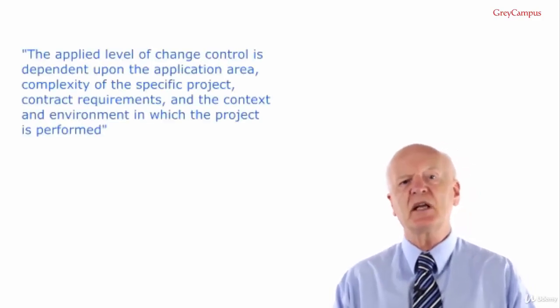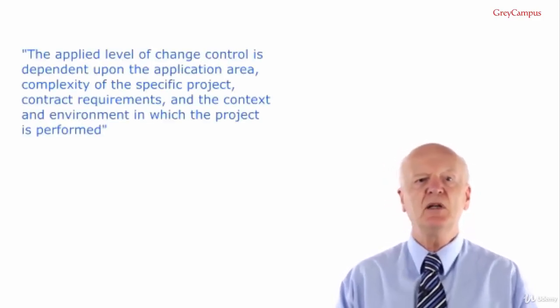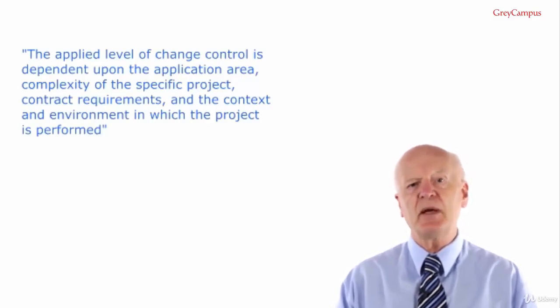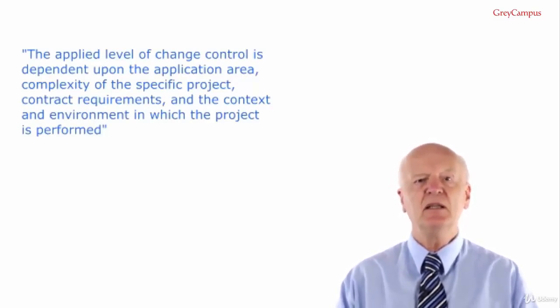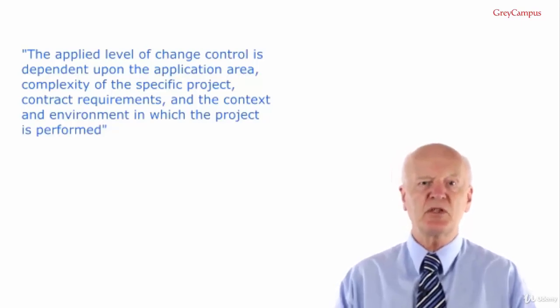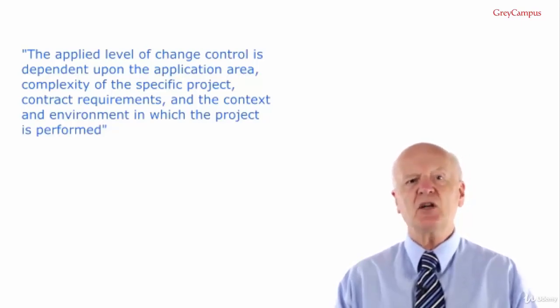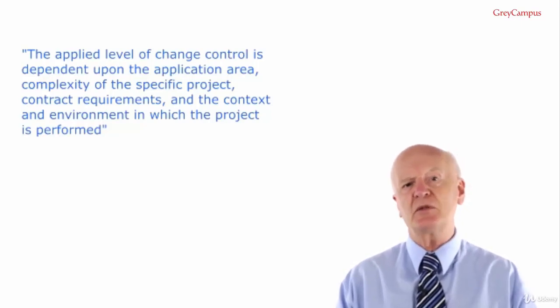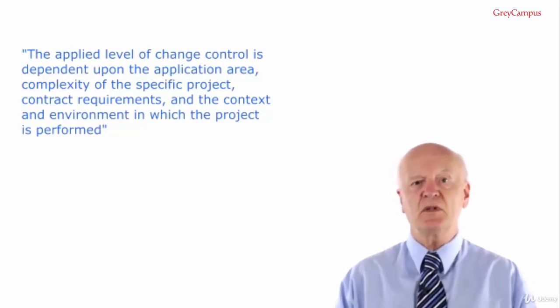The PMBOK Guide says the applied level of change control is dependent upon the application area, complexity of the specific project, contract requirements, and the context and environment in which the project is performed. What does this mean? Don't use a hammer to crack a nut. And likewise, don't try to pass a large change with a phone call. Not everything needs to be controlled, so how can you tell?